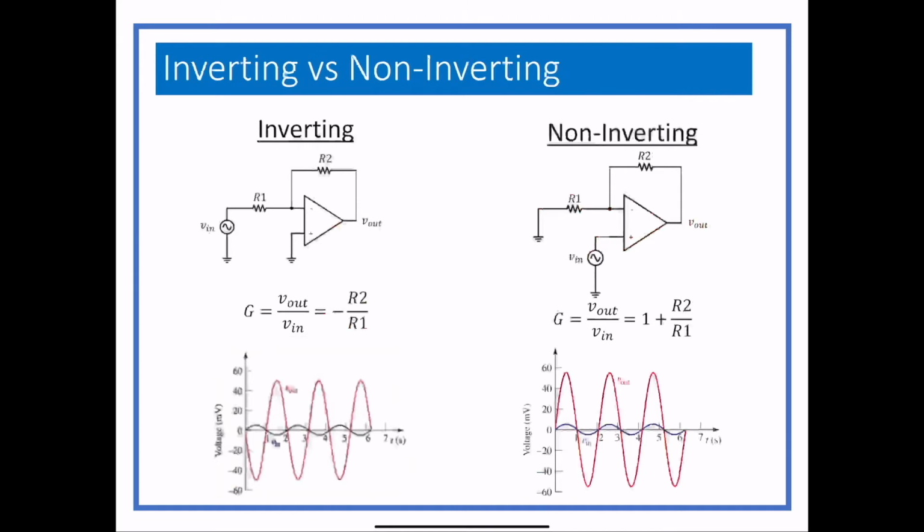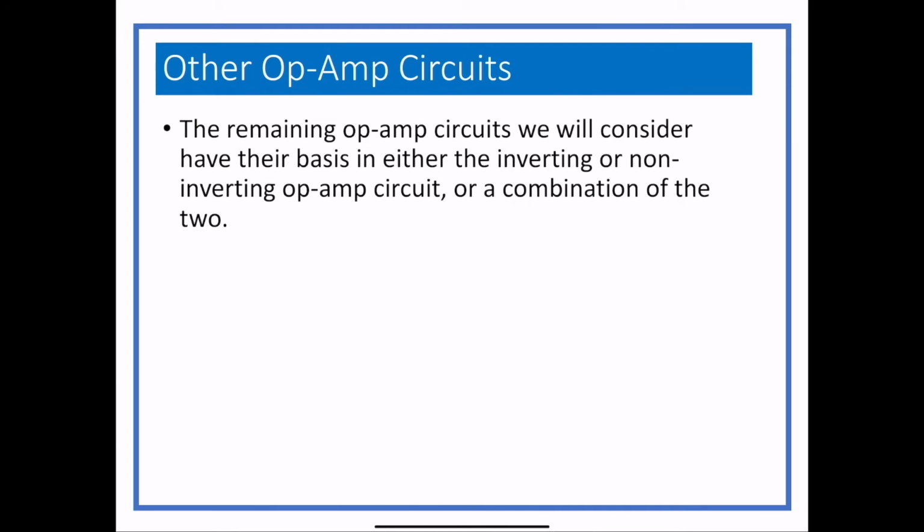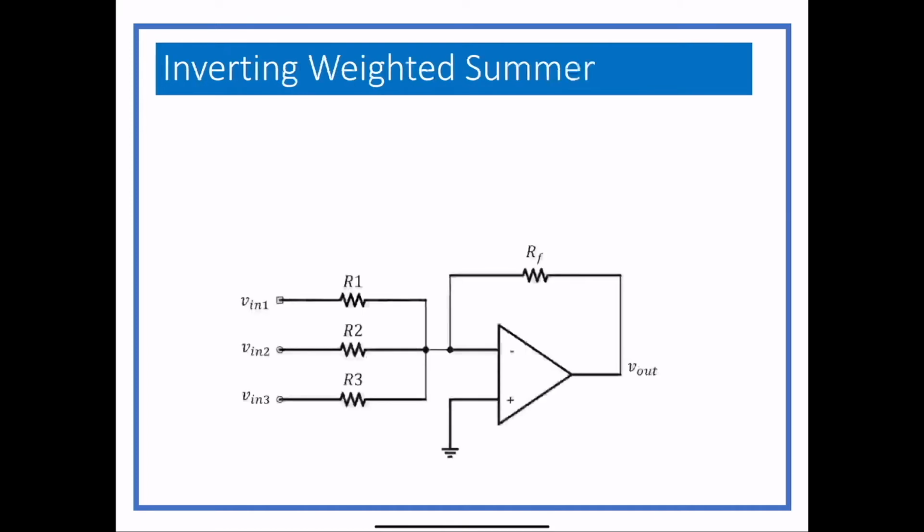So now we're going to spend the rest of the time looking at several other op-amp circuits, but they're all based on the first two we did. They will either be based on a non-inverting or inverting op-amp, or have a combination of the two. There will always be negative feedback, and we're just going to look at how we would solve them relatively easily. So the first thing we're going to look at is something known as an inverting weighted summer.